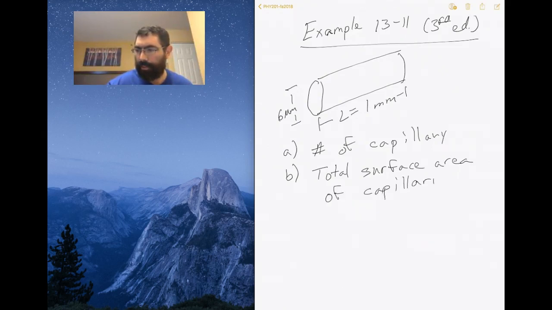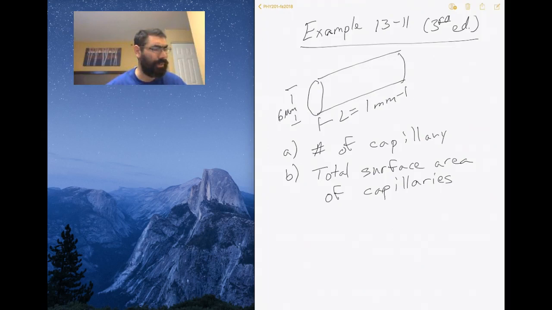So basically the idea is that, say we have a blood vessel, and that blood vessel branches off into all of these capillaries, and the capillaries are 1 millimeter long and 6 micrometers in diameter. And we want to find out how many there are in the body. So instead of having to actually dissect someone and sit there with a microscope and count them one at a time, let's use physics.